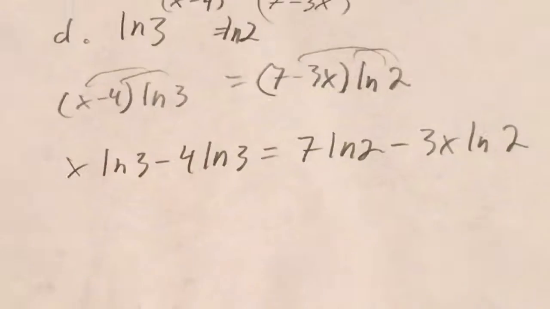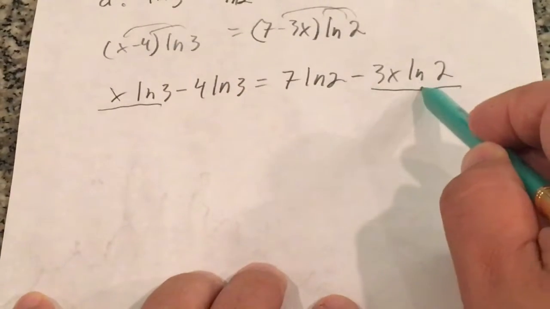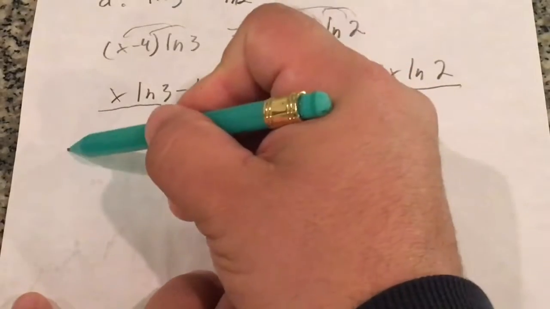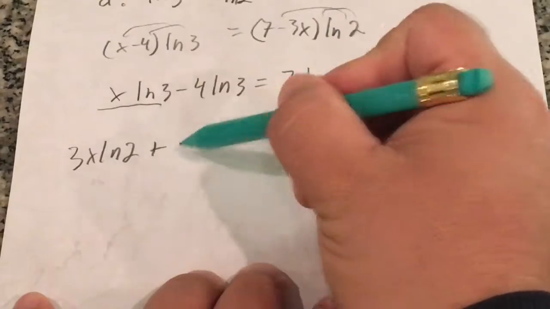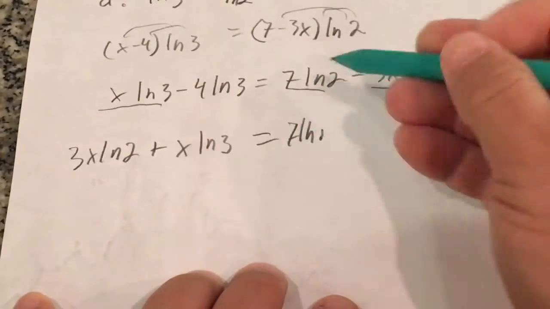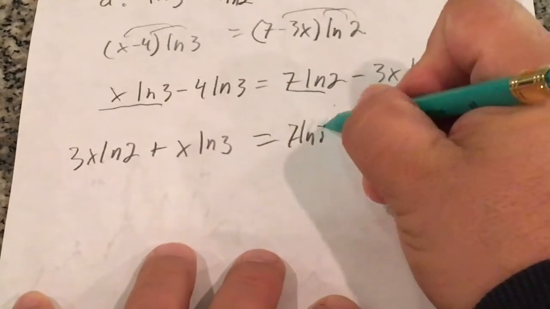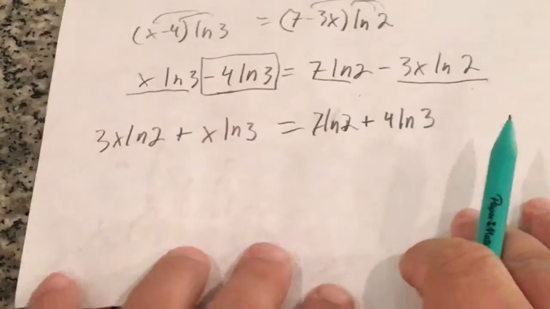I want to group the x's together because I'm solving for x. I want to get this x next to this x. So I'm going to add 3x ln 2 to both sides. That's going to give me 3x ln 2, because I added it to that side, plus x ln 3 equals 7 ln 2. And let's add this to both sides, plus 4 ln 3. Then I have the x's grouped.